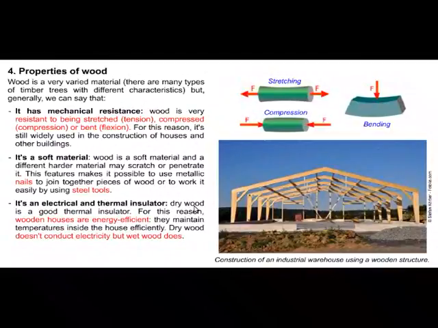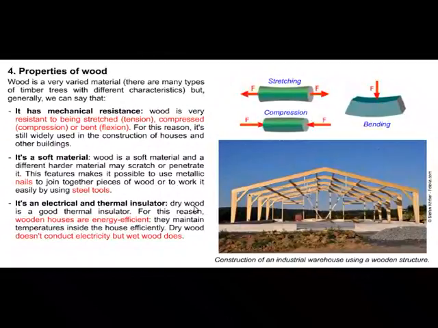It is a soft material. Wood is a soft material, and different harder materials may scratch or penetrate it. These features make it possible to use metallic nails to join together pieces of wood or to work it easily by using steel tools.